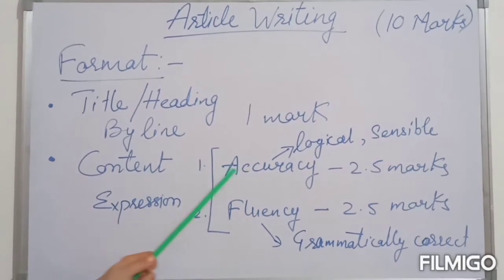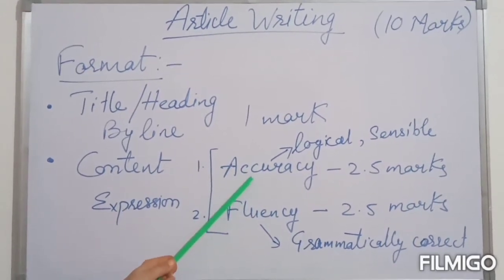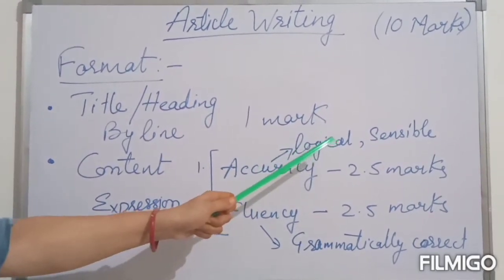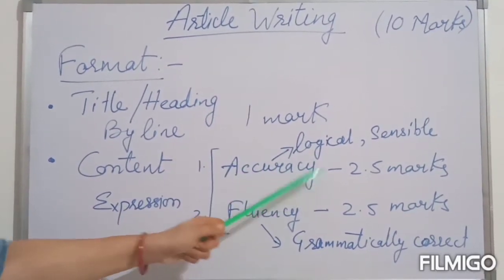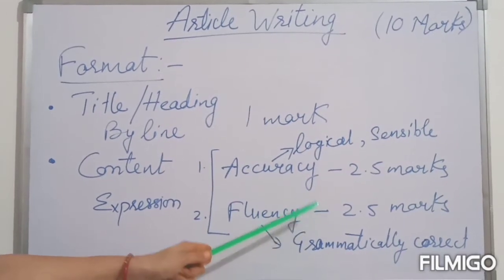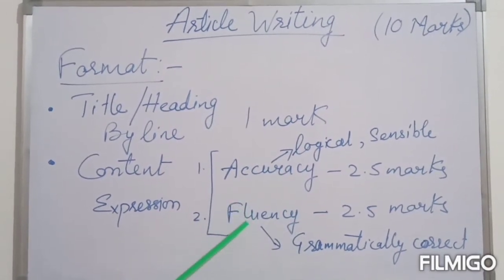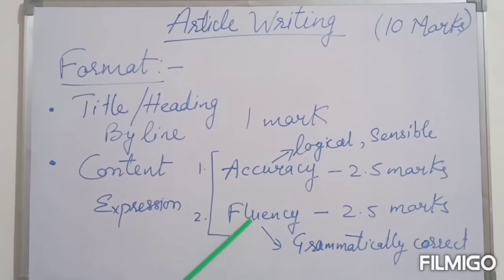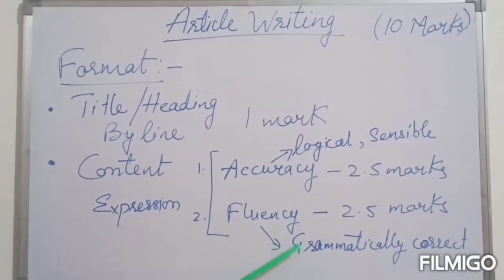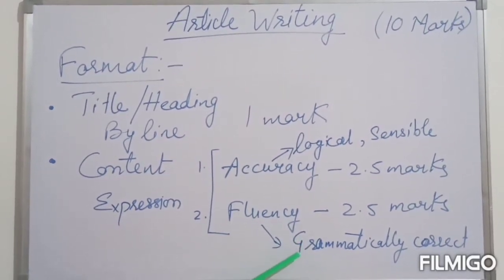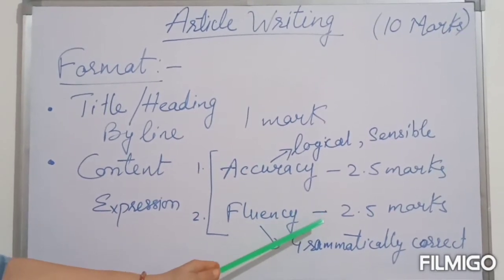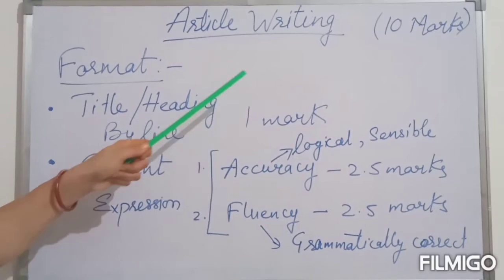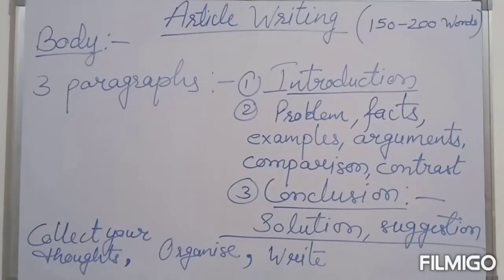Now, in this come 2 more points. Accuracy, that is the logical and sensible expression of your thoughts and ideas. It will give you 2.5 marks. Another 2.5 marks will be given to you when there is fluency in your writing, that is, it should be grammatically correct. So when the grammatical errors are not there, you will get 2.5 marks more. So altogether it contains 10 marks.